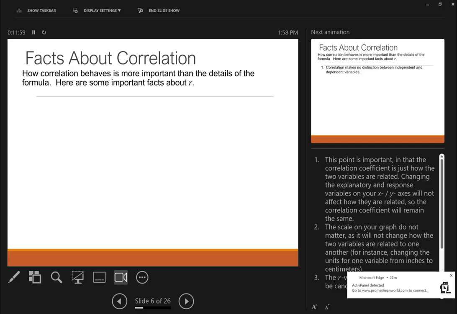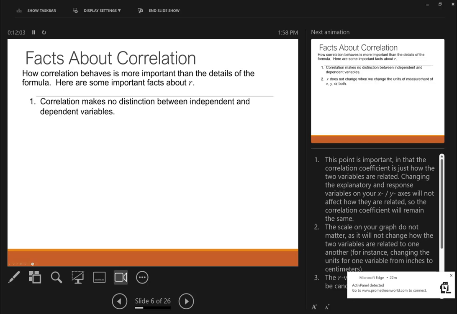Alright. So we've talked about this R value. Let's talk about how we calculate this. So some facts about the calculation of R. There will be no difference in the value for R, regardless of which variable you call the independent or dependent variable. R is resilient to that determination.